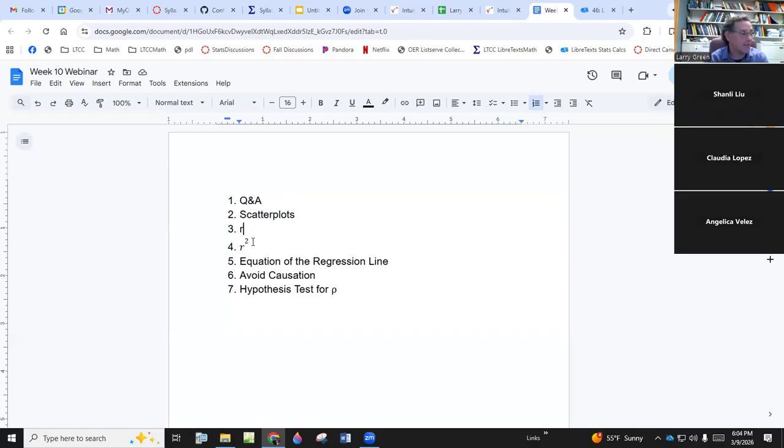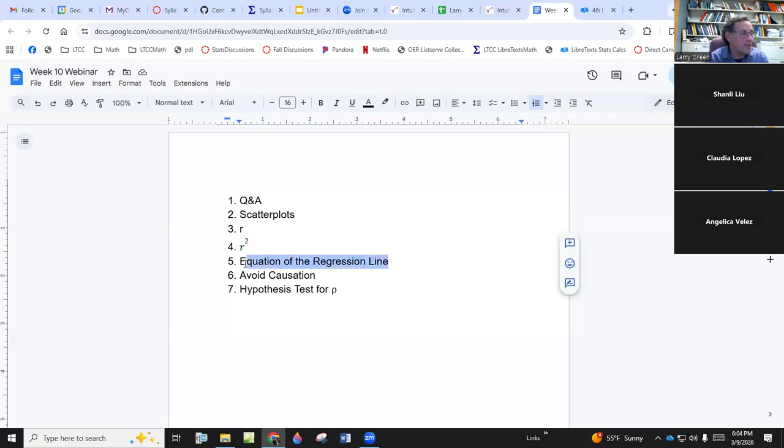There's going to be a lot of writing in this. Then we'll look at R squared, which mathematically is literally R times R. But it turns out it has a very special meaning also, and we'll talk about that today too, in terms of what that's all about.